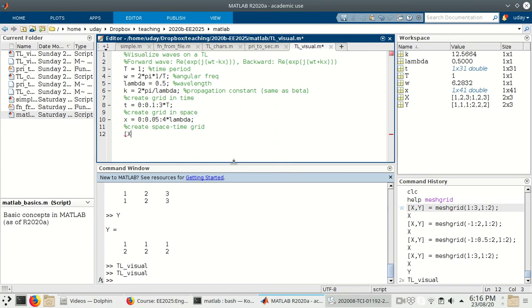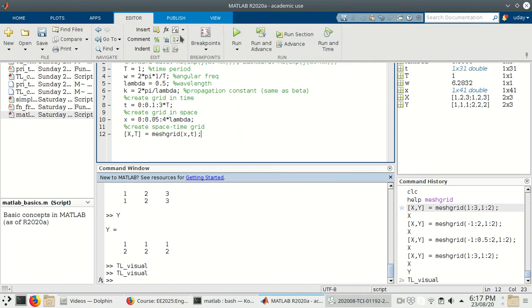That means small x and capital X are different, right? So capital X, capital T, this is the output, and I say meshgrid, and I give it the arrays over here, right? So the arrays are x and t. Remember, previously in my command I had manually specified 1:3. I could as well just copy paste this and put it over here, but it looks a little ugly, so I've created it in this fashion. Let's run it and see once.